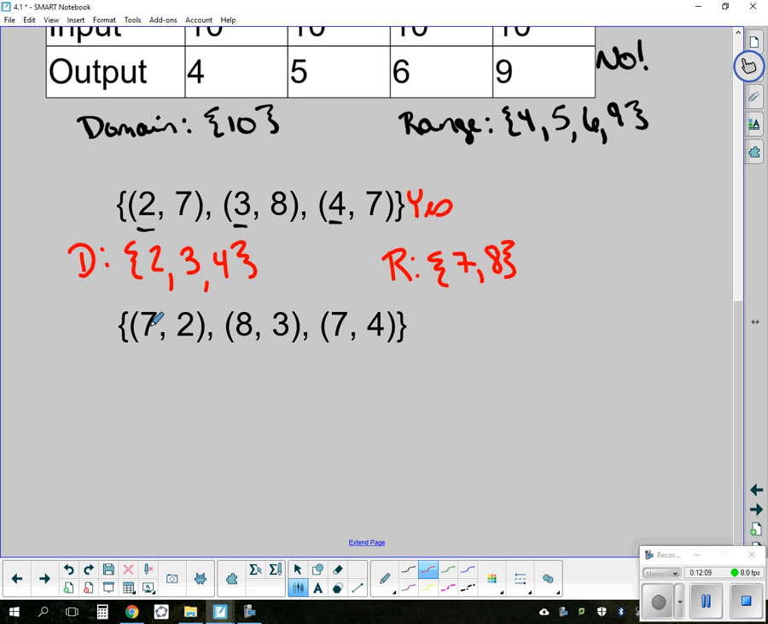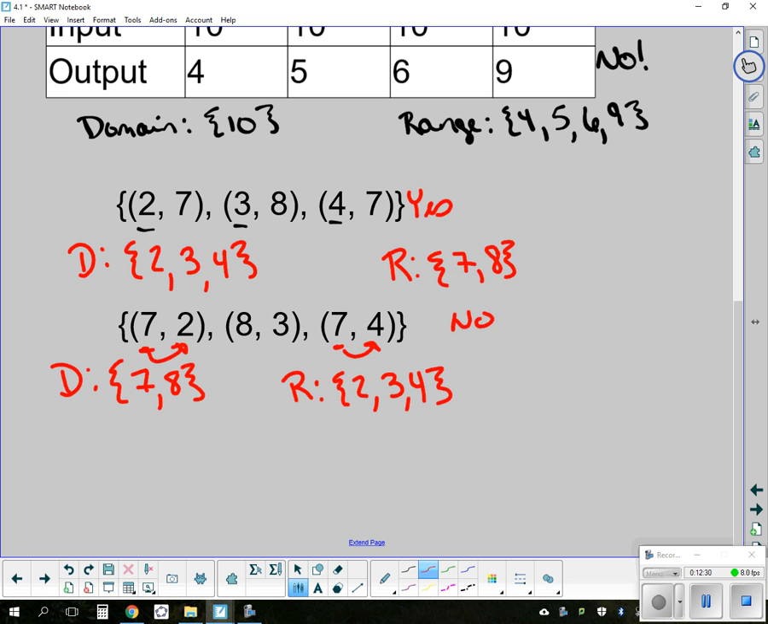Well, does each x only go to one y? No, because look, we have 7 as an input twice, and it has 2 different y values. So no, this is not a function. Your domain is 7 and 8. You don't need to write that 7 again. And your range is 2, 3, and 4. So this is not a function because this 7 goes to 2 and it goes to 4, but each x can only go to a single y.